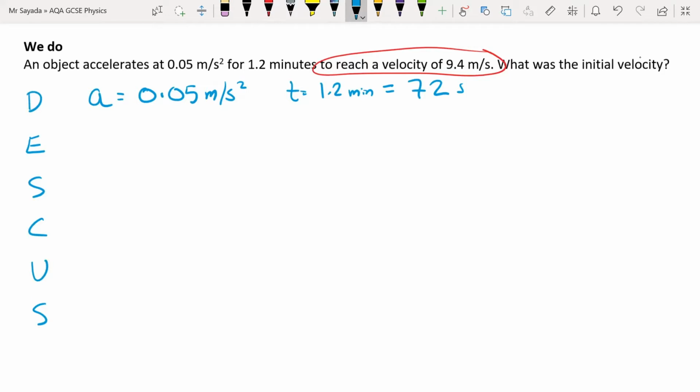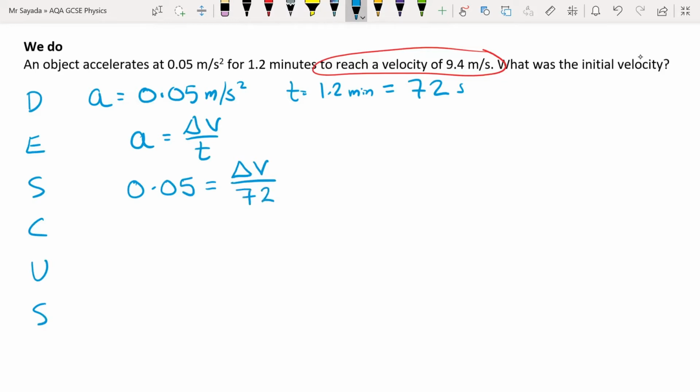So E stands for equation. What's the equation for acceleration? So hopefully you've said acceleration is change in velocity over time. Let's do the substitution now. So what is A for this question? 0.05. What is delta V for this question? Hopefully you've said that we don't know it, so we just leave it as delta V. What's T for this question? T for this question is 72.